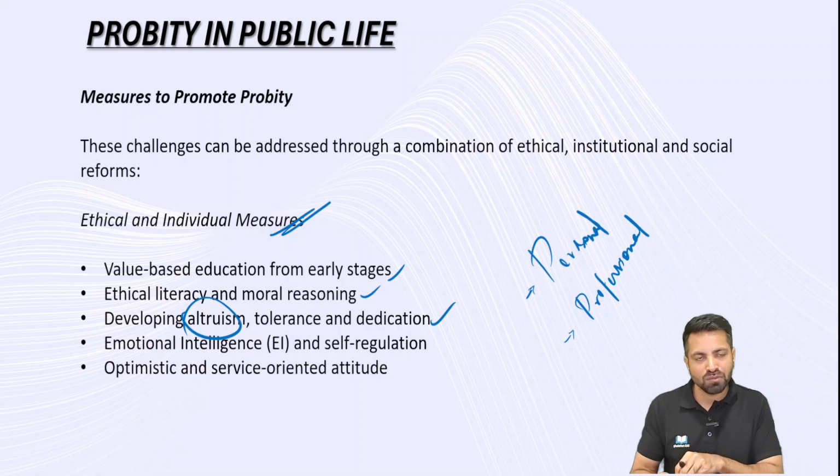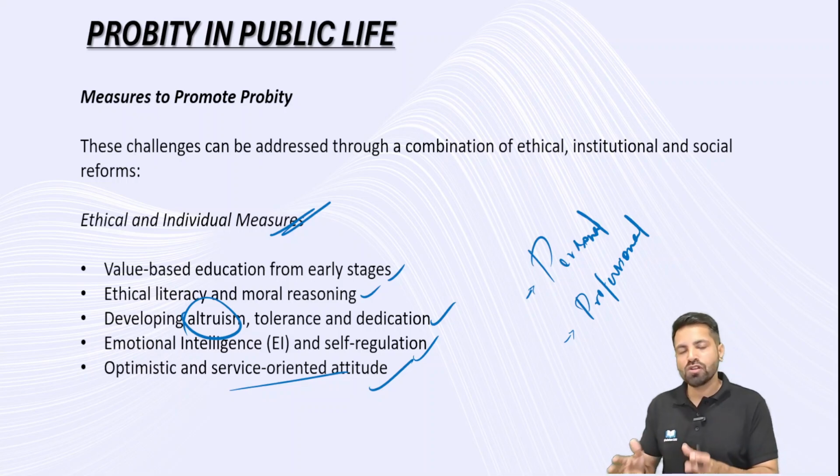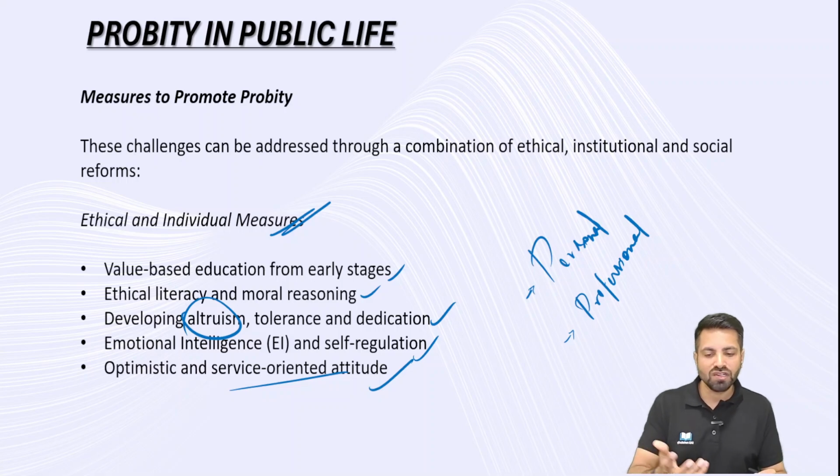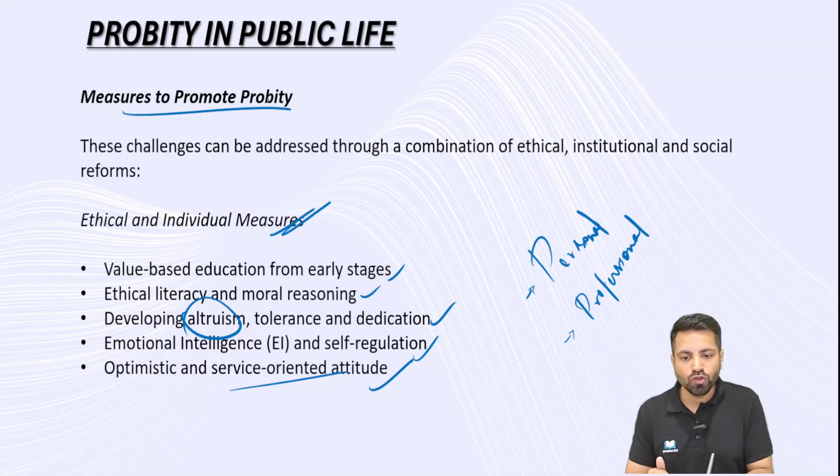These positive attributes have to be inculcated at the social level, as well as the individual level, also at the personality level. And emotional intelligence, so you are aware of your emotions, you are aware of other people's emotions also, you know what the other person is going through. These kind of features have to be inculcated at the personal level. And a service oriented attitude, you can say dedication. So these are some of the ethical measures needed from an individual perspective to promote probity.